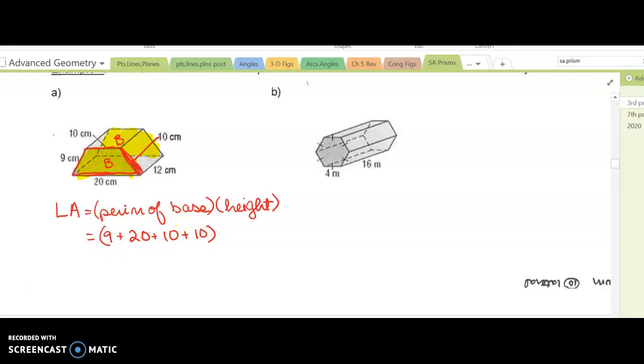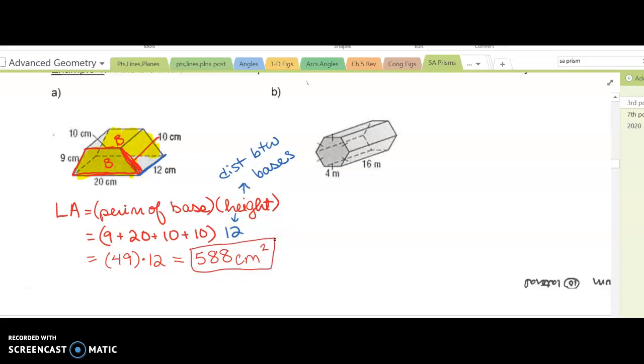And then the height, remember, height is the distance between the bases. So how far is the distance from one trapezoid to the other? It would be 12. Okay, and then we're just going to put that in our calculator. So we have 49 is what 9 plus 20 plus 10 plus 10 is, times the 12, comes out to be 588. And that would indeed be centimeters squared, because it's still area. It's just area of all the sides.